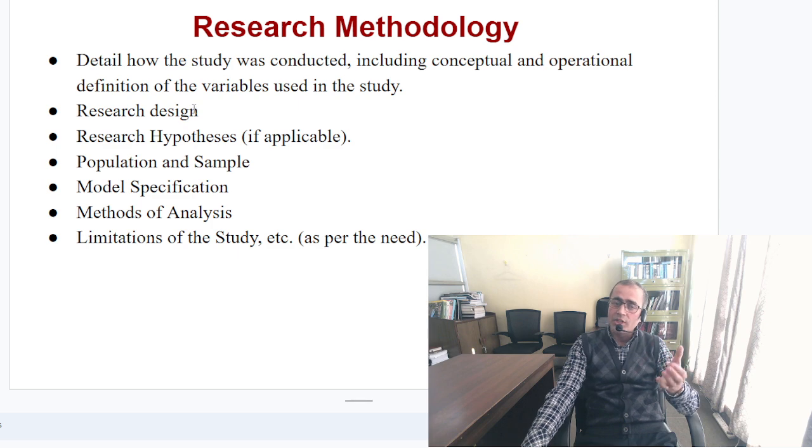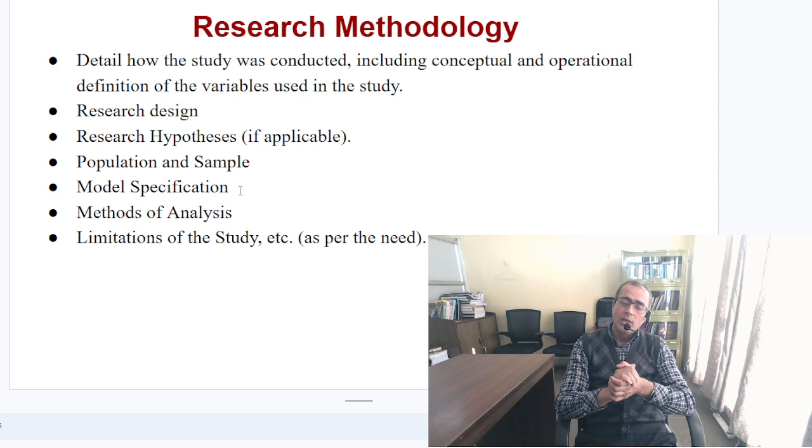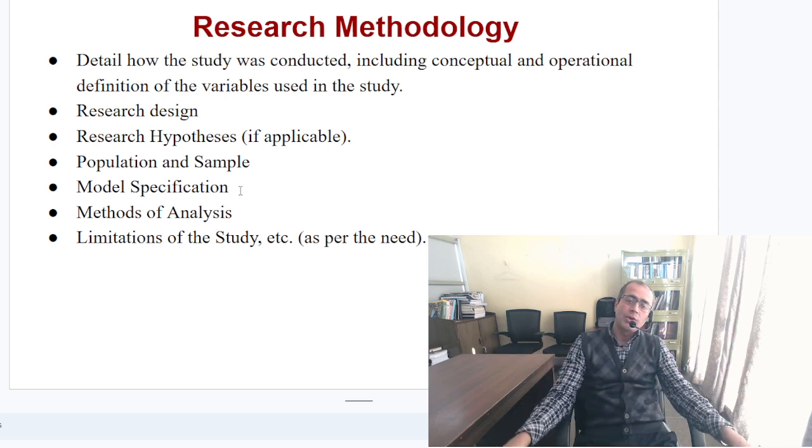You have to mention the research design, research hypothesis if it's applicable for your research, population and sample. Your data could be primary-based or secondary-based. You need to justify that here. Okay, now you have to mention the model specification. For example, when you are doing quantitative research, then you have to follow the specific procedure of econometric analysis. Then you have to mention the methods of analysis, and lastly, the limitations of your study. Okay, then as per need we mention it.